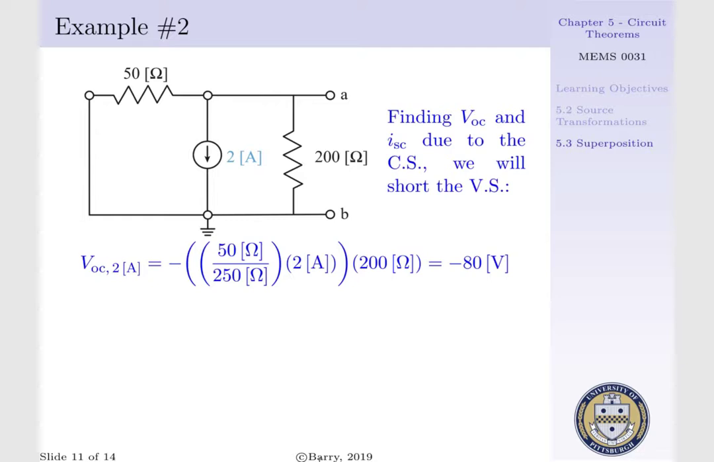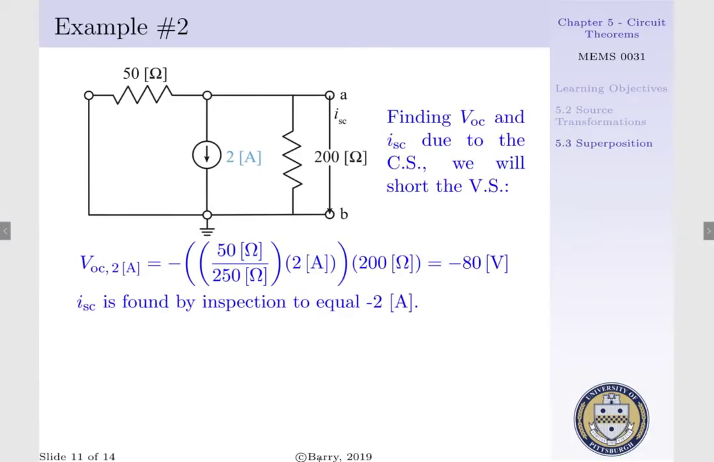Now, VOC due to our 2 amp current source is equal to the negative of 50 ohms per 250 ohms times 2 amps times 200 ohms, which gives us a value of minus 80 volts. To determine our short circuit current, we will simply short terminals A and B, and we recognize the current exiting our 2 amp source will flow from terminal B to terminal A through our short, such that ISC is equal to minus 2 amps.